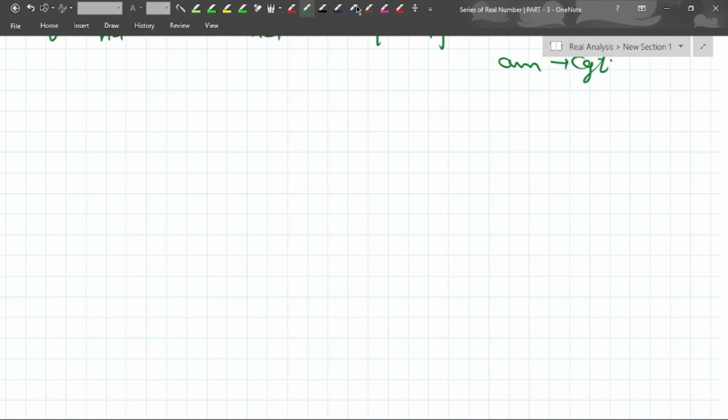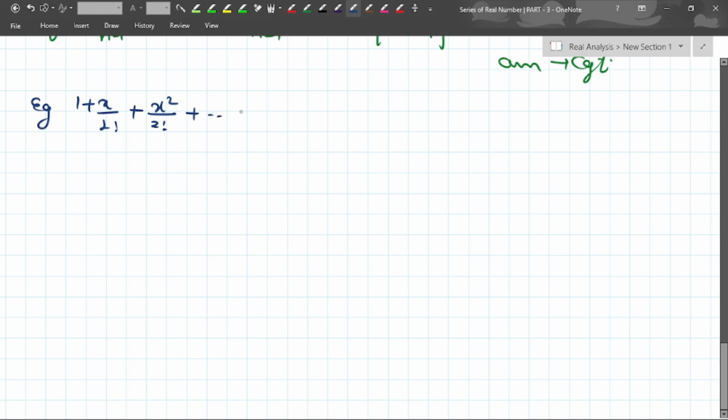Now see one more example from here. If it is 1 plus x upon 1 factorial, plus x square upon 2 factorial, like this, it means summation of x power n upon n factorial. So my an is going to be x power n upon n factorial. So what can I do? I will apply the ratio test. I can simply apply the ratio test. From here I can't apply the root test.